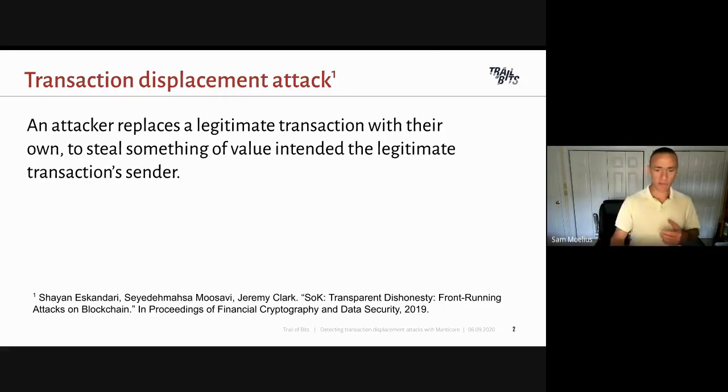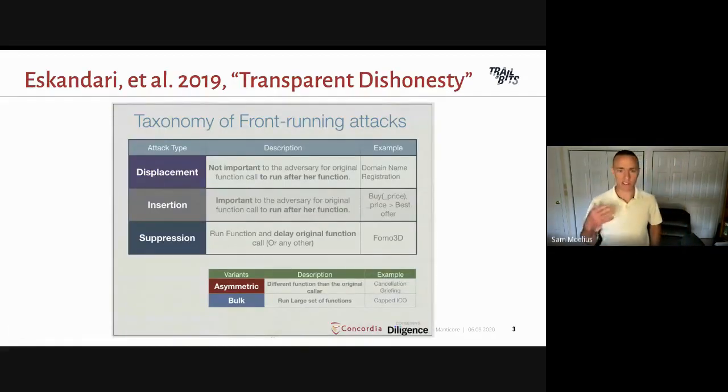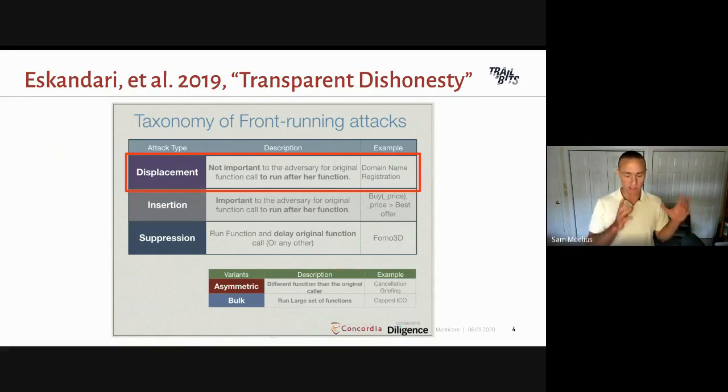This term comes from this paper, Transparent Dishonesty: Front-Running Attacks on Blockchain. And that paper distinguishes displacement attacks from two other types of what they call front-running attacks, what others might call transaction reordering attacks. But the thing that distinguishes a displacement attack is that it is not important that the original legitimate transaction run after the fraudulent transaction. The other two types of attacks that they describe in that paper are insertion and suppression. But for the purpose of this talk, we're going to focus on displacement attacks.